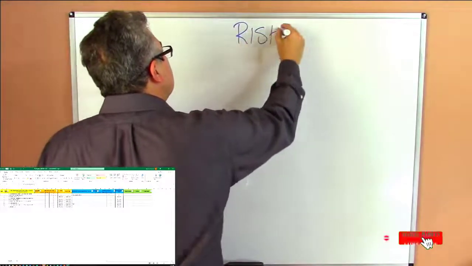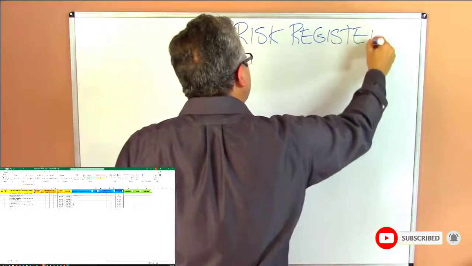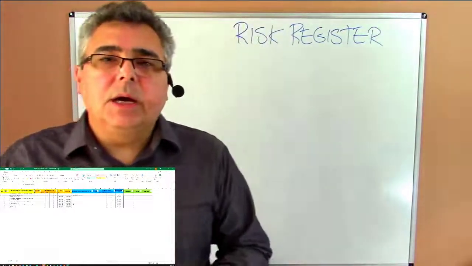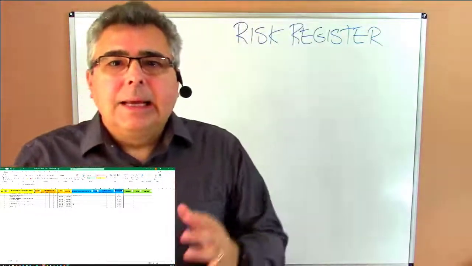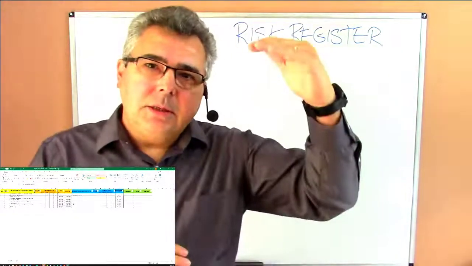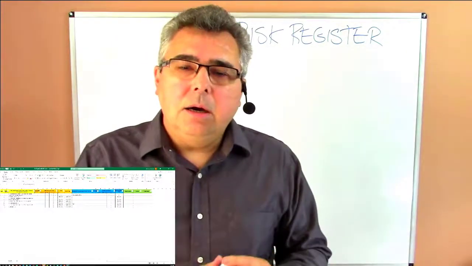Risk register. As the title says, a risk register is simply a table in which you put all the risks. So you list all the risks that you think are in a project.